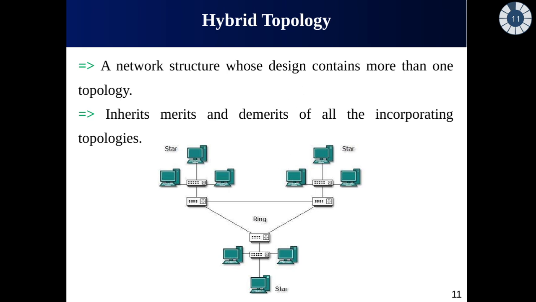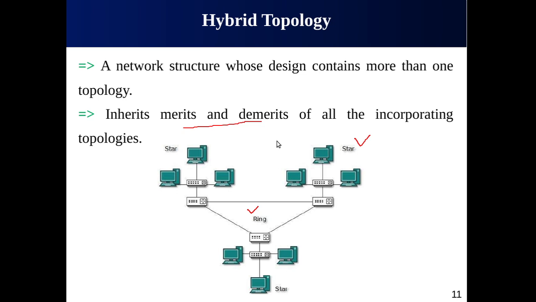Finally, let's move to the last topology, and that is the hybrid topology. As the name indicates, hybrid means a network structure arrangement of nodes whose design contains more than one topology. Okay, that is like a combination of different topologies. So hybrid topologies will inherit the merits and demerits of all the topologies that it is actually combined of. For example, in this example, we have a star topology and we have a ring topology. So this type of topology where we have more than one topology is known as a hybrid topology.